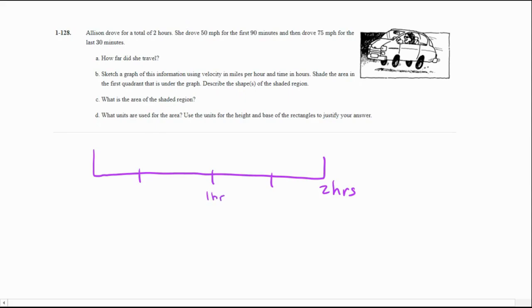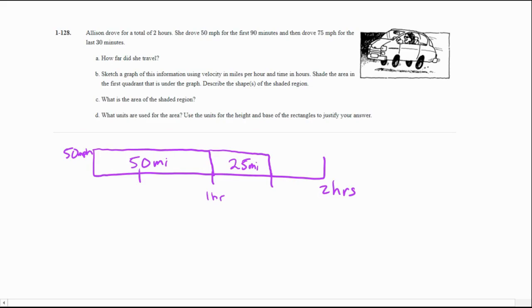So in this case here, she drove 50 miles per hour. So what that means is that, let's say that this is 50 miles per hour. So for this time here, we know that for the first hour at 50 miles per hour, Allison drove 50 miles. Then here we're going 50 miles per hour for another half hour. So half of 50 miles would be 25 miles.